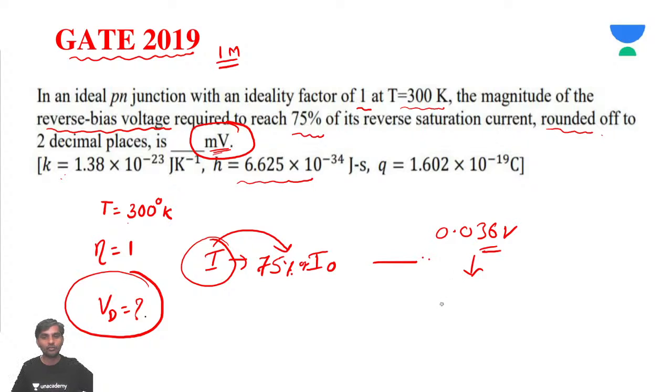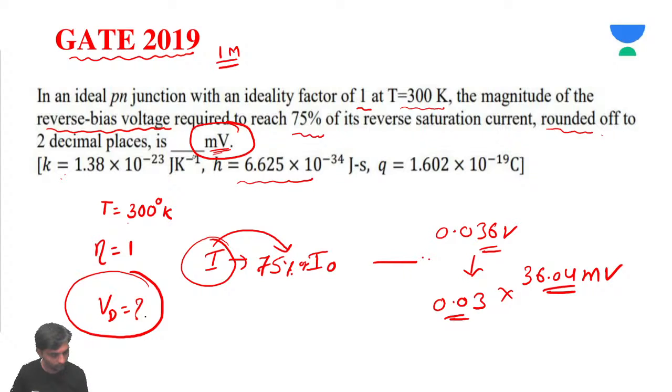If you write 0.03, that is going to be 0.03 millivolts. Is that answer right? No. The answer is 36.04 millivolts. You need to be very careful while you are writing the answer, filling in the blanks.